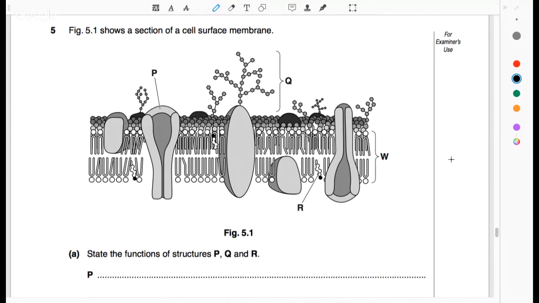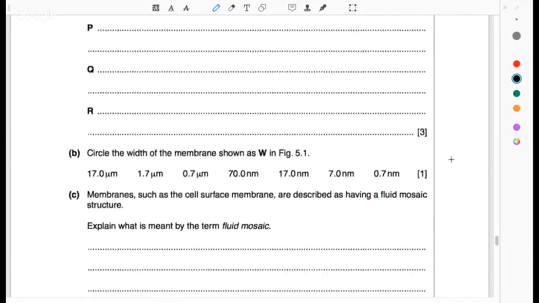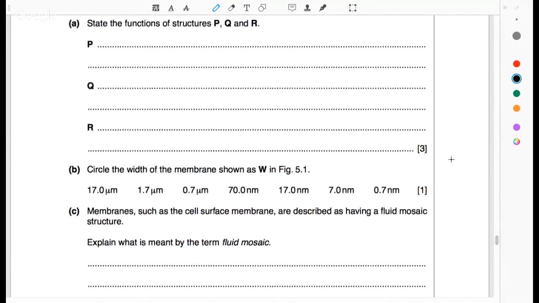It stabilizes the membrane by forming hydrogen bonds with water molecules. Together with proteins, it forms receptors. Good. Cholesterol maintains the fluidity of the cell surface membrane. That's perfect. You don't need to explain W. That's perfect. Okay. Circle the width of the membrane shown as W. 7 nanometers. Cool.